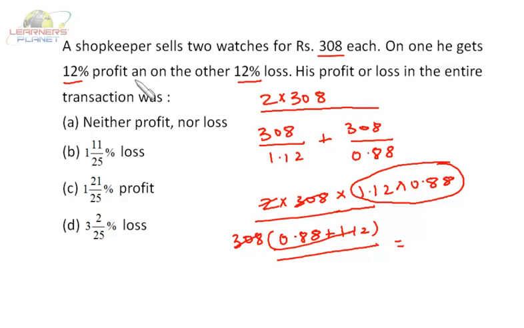Now if you see that the selling price of both the watches is the same, as in this case, and the profit percent and loss percent are also the same, that means there will be overall a loss. If it is x% profit and x% loss, then the overall loss is given by x square by 100%. So in this case it will be 12 square by 100%, that is 1.44% loss. It will always be a loss.